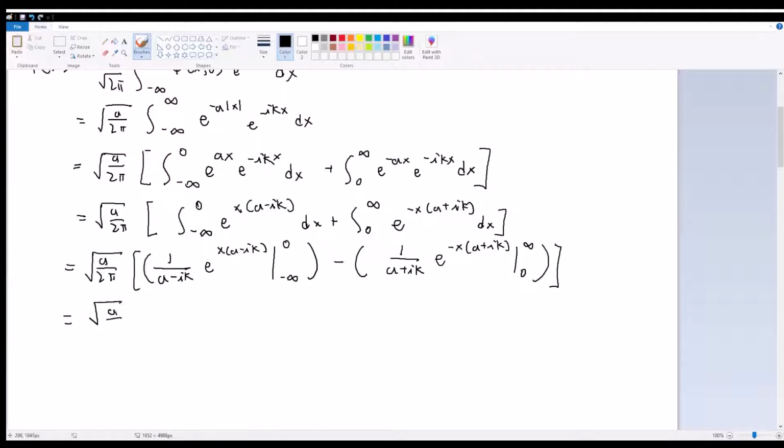So this is going to give us a over 2 pi, and then we have 1 over a minus ik, and then multiplied by e to the 0, which is just 1, minus e to the negative infinity times a minus ik. And then we're going to do the same thing here. We're going to subtract by 1 over a plus ik, and then we have e to the negative infinity of a plus ik, subtracted by e to the 0, which is just 1, and then we close this off.